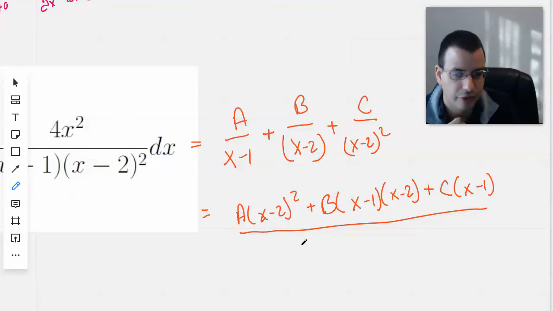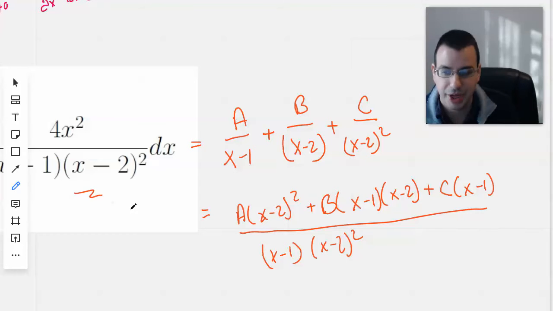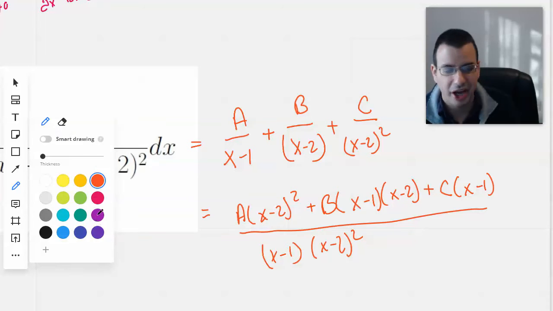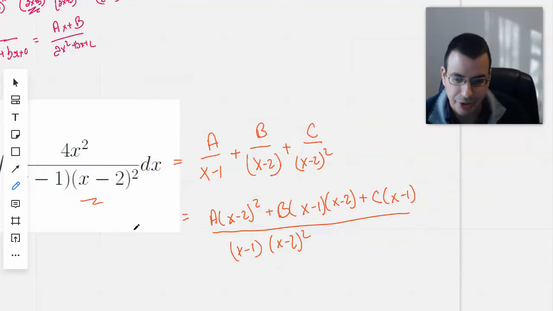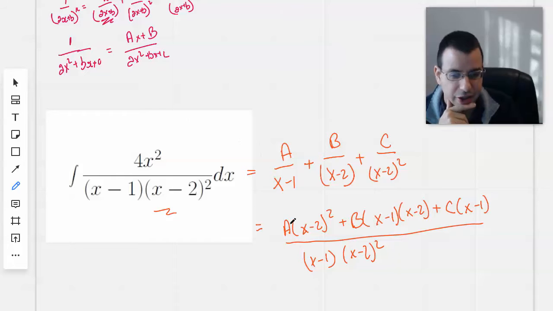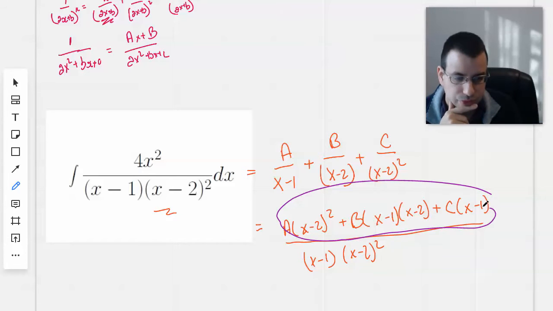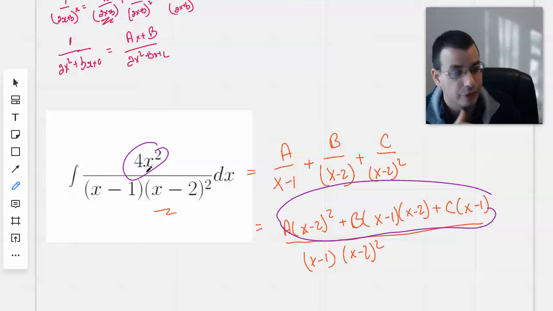And this will all be over (x minus 1) times (x minus 2) squared, which is the same as we have over here. And so now it becomes maybe not obvious, but at least possible to see that this part up here is equal to 4x squared.